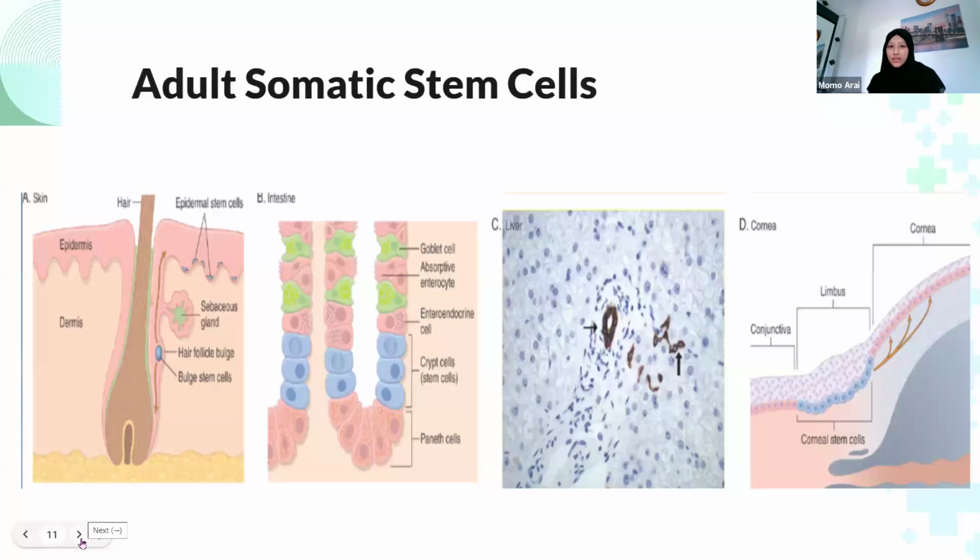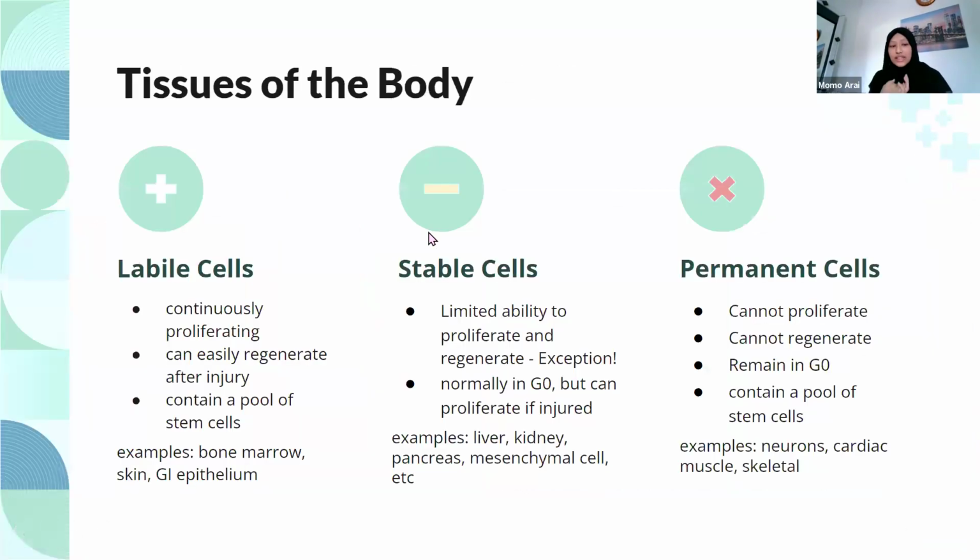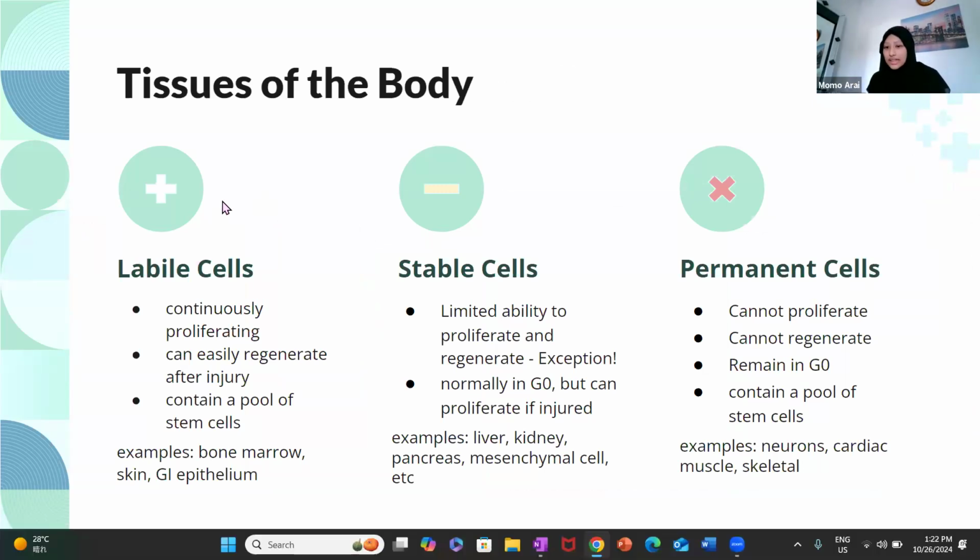Now we'll move on to the type of cell. Remember how I said the type of cell determines whether it can recover or regenerate or repair? It can undergo repair. Now, these are types of tissues in the body, and there are three types: labile cells, stable cells, and permanent cells.